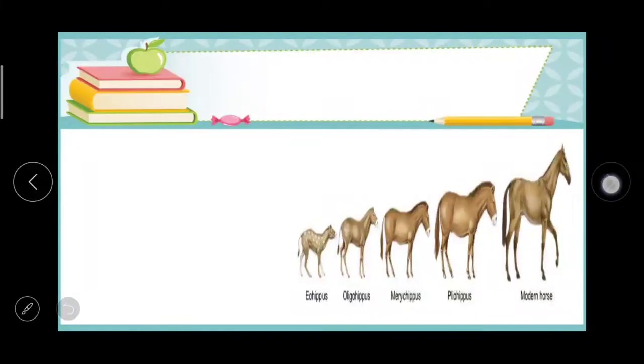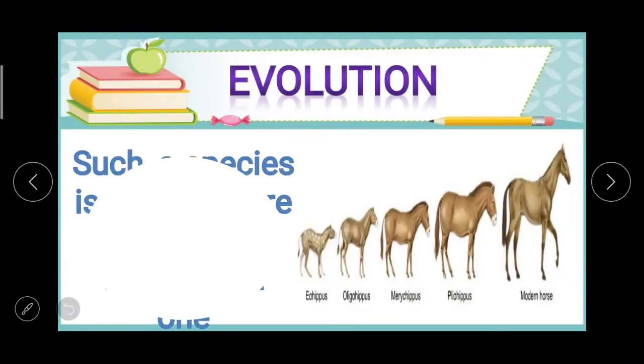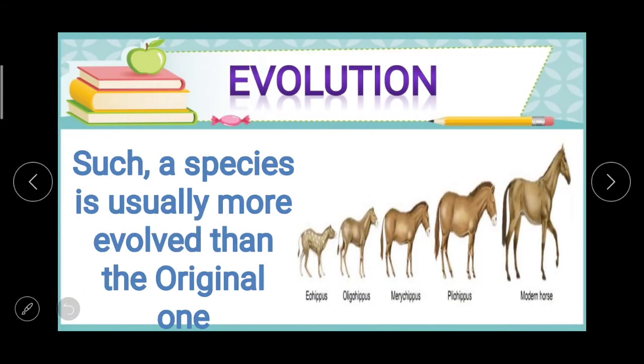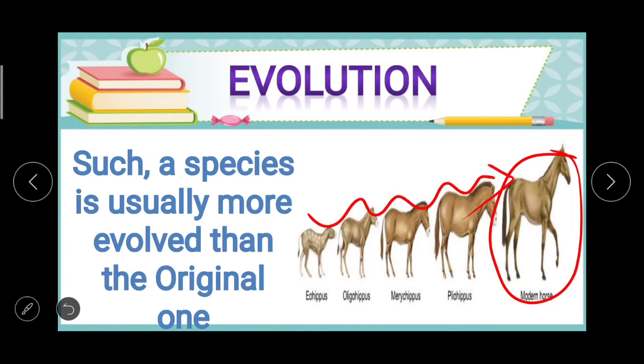For example, you can see here, such a species is usually more evolved than the original one. Here you can see the modern horse, how it is evolved, which is more evolved than the original one. This one is the original here, and this one is the evolved.